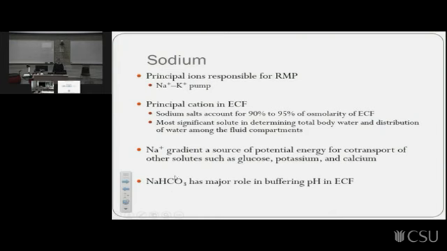So this equation here, or this ion, is sodium combining with bicarbonate, which has a major role in buffering the pH in the extracellular fluid. Because sodium controls the acidity or the base of the pH in the extracellular fluid by combining with bicarbonate, it's then able to essentially get rid of the hydrogen ions and keep a hold of the sodium that may be needed or necessary around the body.